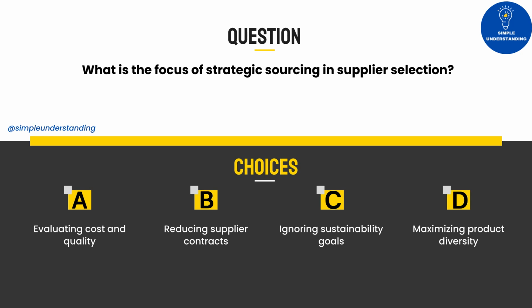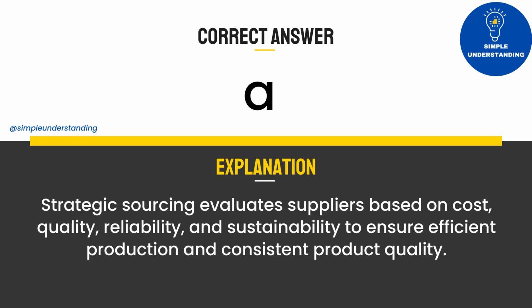2. What is the focus of strategic sourcing and supplier selection? A. Evaluating cost and quality. B. Reducing supplier contracts. C. Ignoring sustainability goals. D. Maximizing product diversity. Answer A. Explanation. Strategic sourcing evaluates suppliers based on cost, quality, reliability, and sustainability to ensure efficient production and consistent product quality.